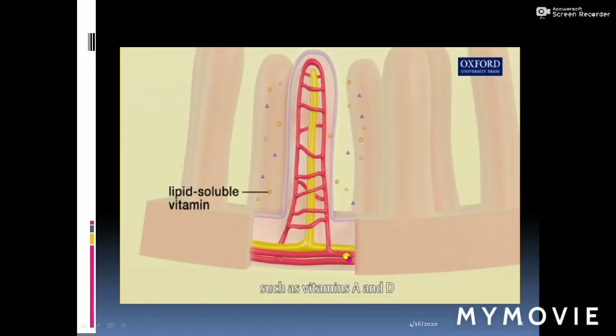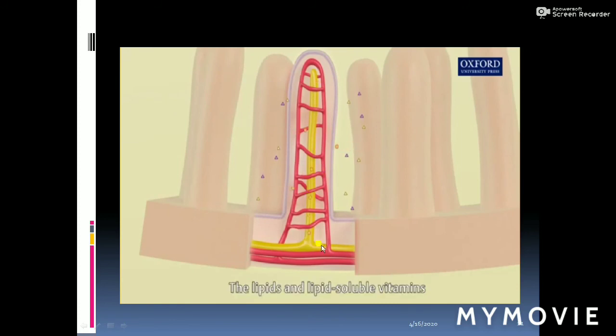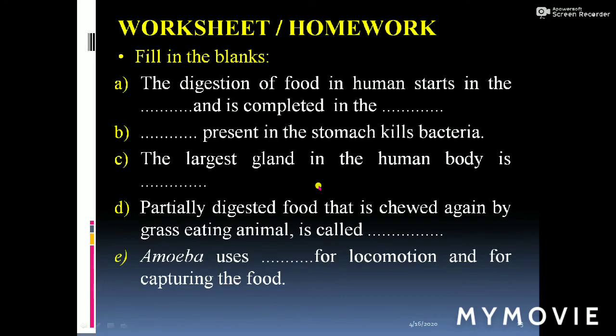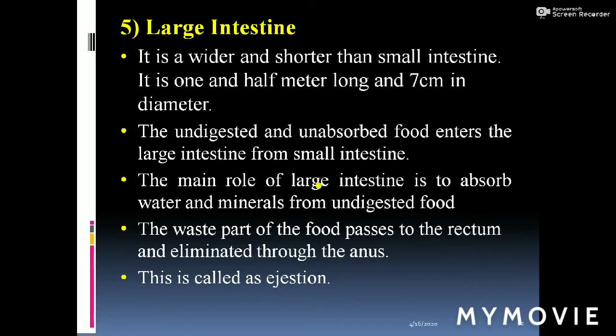On the other hand, fatty acids and glycerol enter the epithelium of the villus by diffusion. In the epithelial cells, they recombine into fine lipid droplets. The lipid droplets then enter the lymph in the lacteal. Lipid-soluble vitamins such as vitamins A and D are also absorbed into the lacteal. The lipids and lipid-soluble vitamins in the lacteal are transported to the main lymph vessels and eventually to the bloodstream.